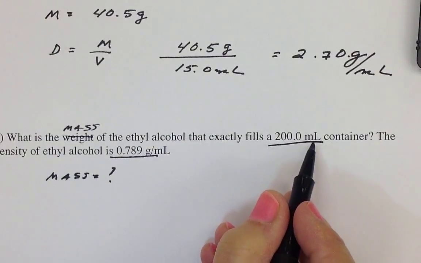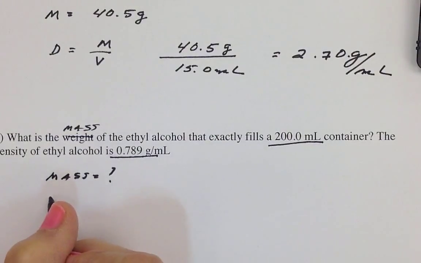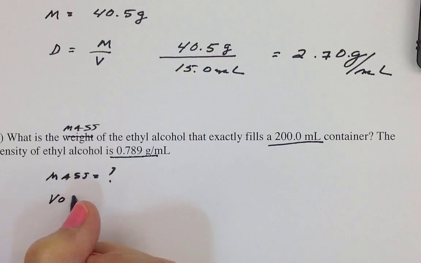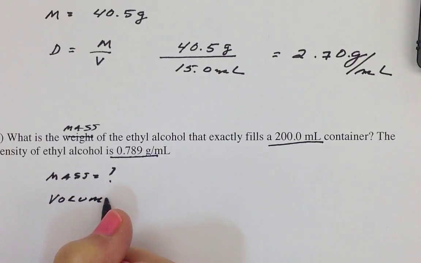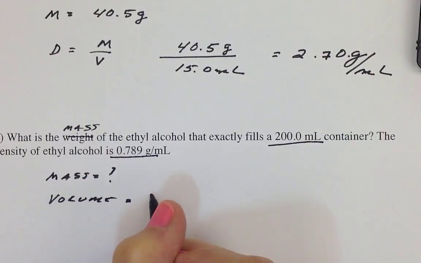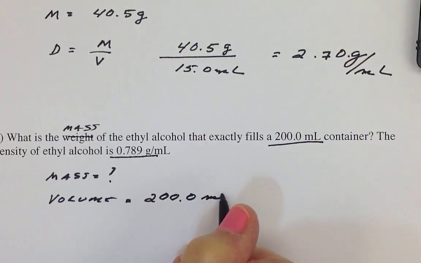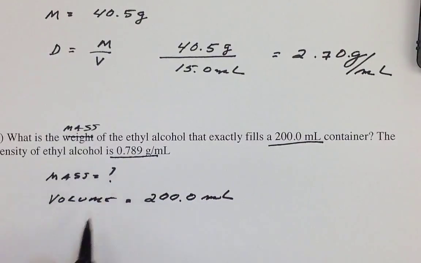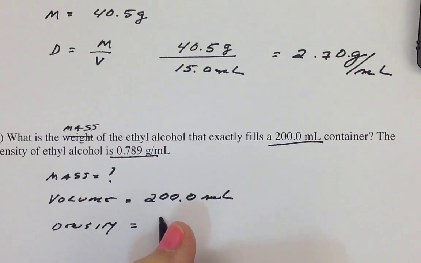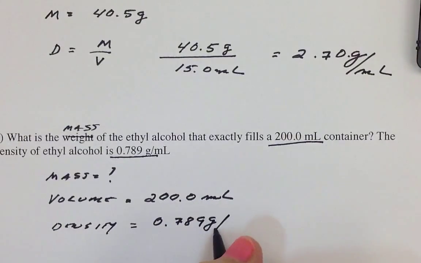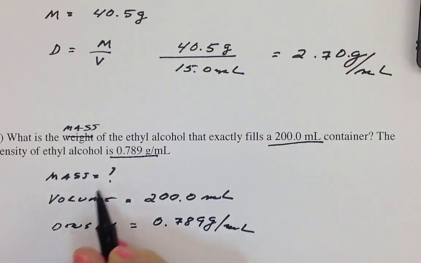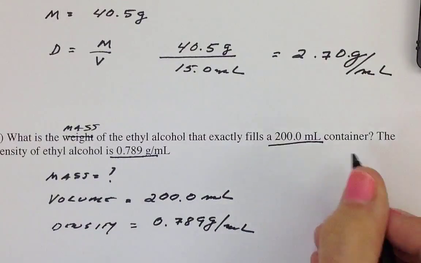We don't know what that is, so we're going to write all the variables. We know that milliliters is volume, so volume is equal to 200.0 milliliters. And we know that the density is equal to 0.789 grams per milliliter. Now, how do we go about solving for mass?